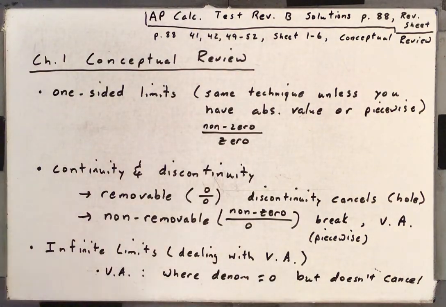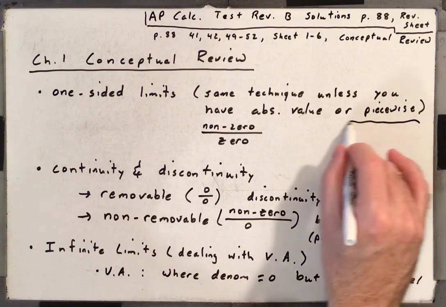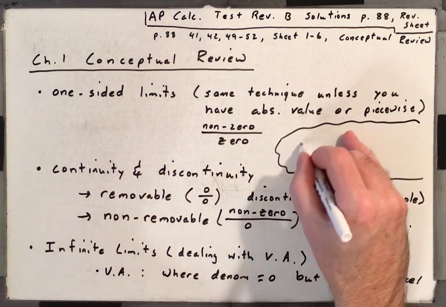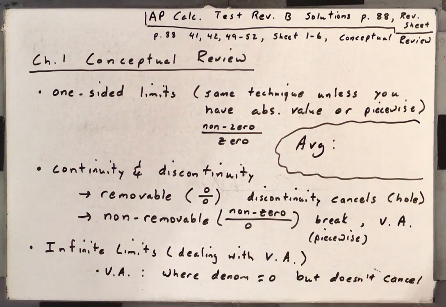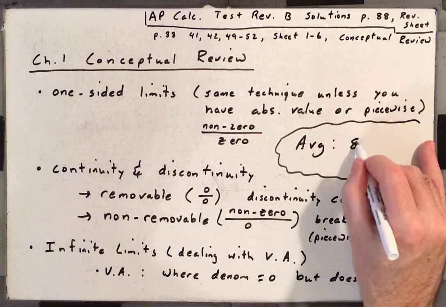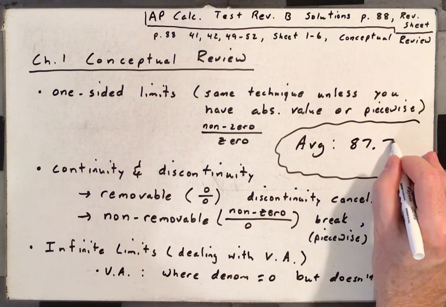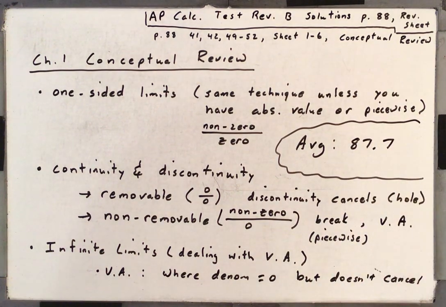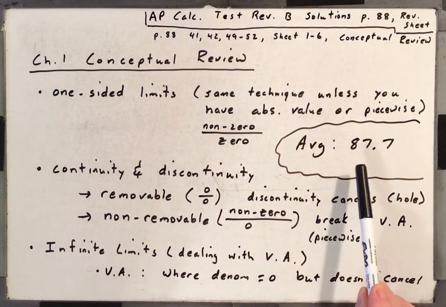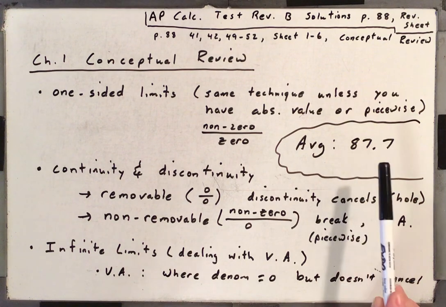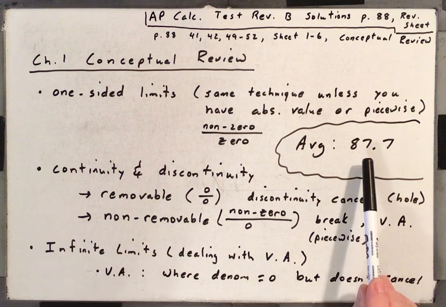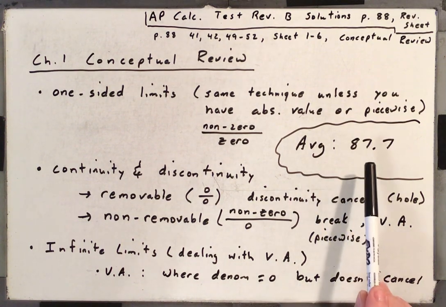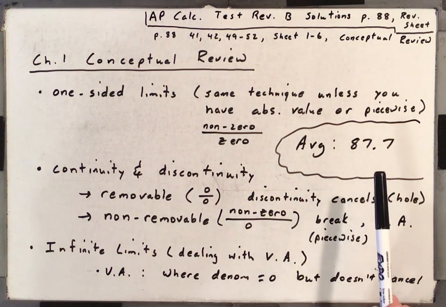All right, I want to erase all that. The historical average on this test over many, many years is 87.7. So I would say that it's a test of medium difficulty. So if your grade starts with an 8, you're in pretty good shape. If it starts with below an 8, then you're going to have to up your game on the next test.